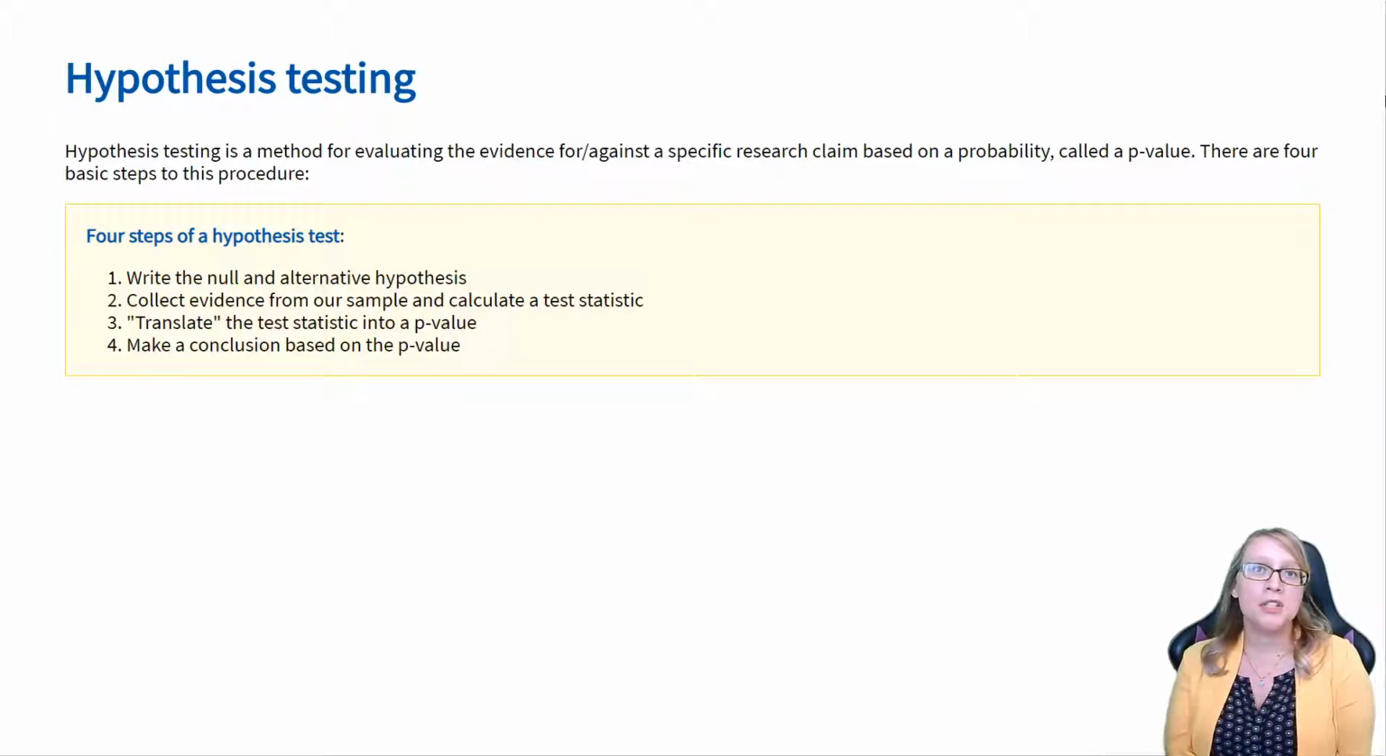So we'll set up two competing research hypotheses. Based on the data, we'll assess some evidence for or against them. So there are four basic steps to any hypothesis test. The first step should always be to write out the null and alternative hypothesis, figure out what the research claims actually are. Second step is to collect evidence from our sample and calculate what's called a test statistic. Third step is to translate that test statistic into a probability called a p-value. And then finally, we will make a decision based on that p-value.